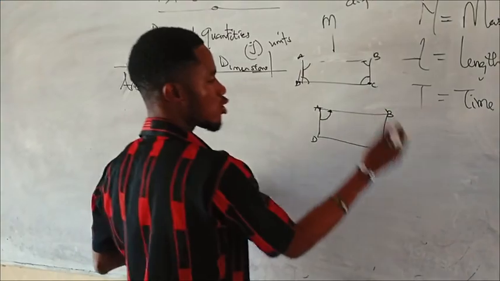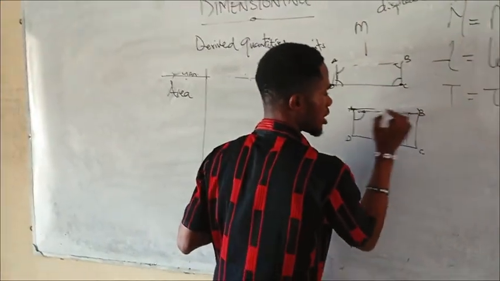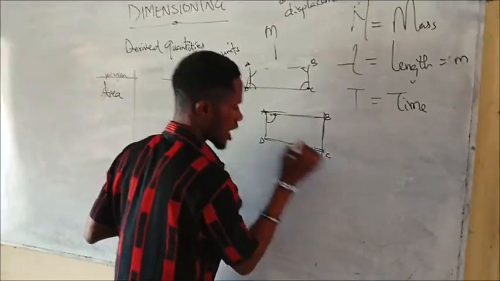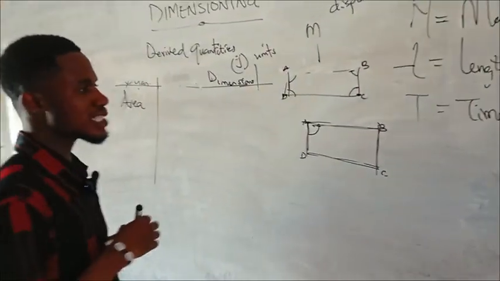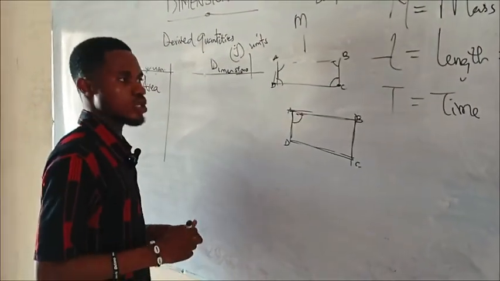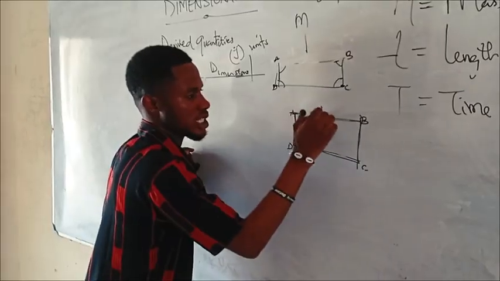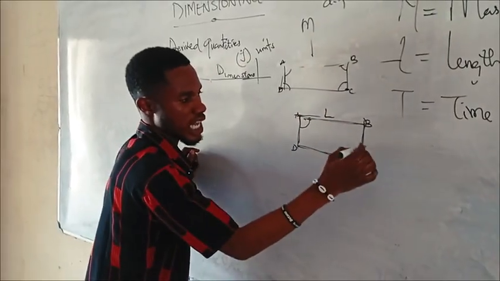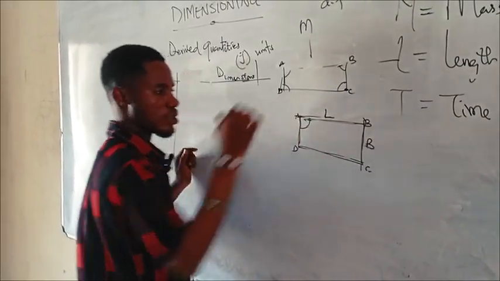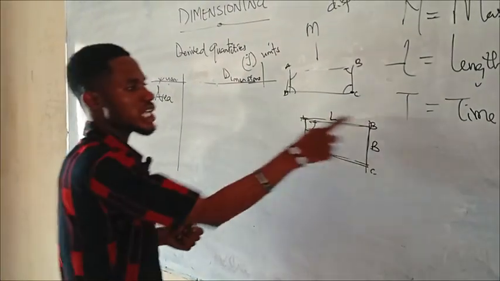So we have this as a rectangle. Why? Because it has this side equal to this side, and this side equal to this side. So practically it has 2 equal sides. Now from here to here, which is the longest side, takes the length. From here to here, which is the next long side, takes the what? The breadth.